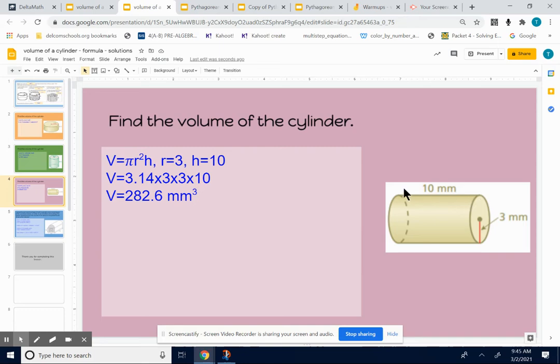The 10, okay, the height is, imagine the cylinder sitting on the circle. Okay, if this was sitting on the circle, it would be 10 millimeters high. You got to use that for the h. So r is 3, h is 10. So you're going to take 3.14 times 3 times 3 times 10. Okay, 282.6 cubic millimeters.